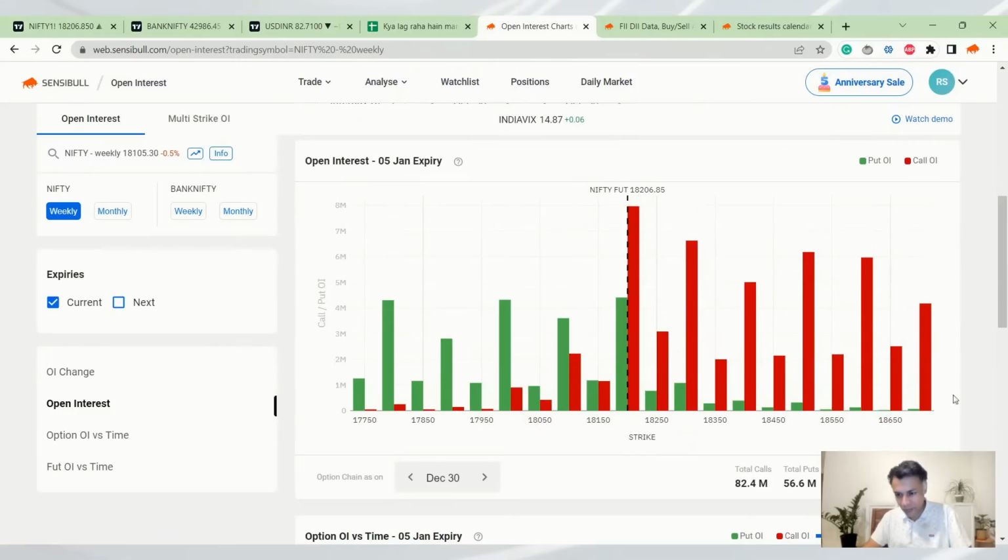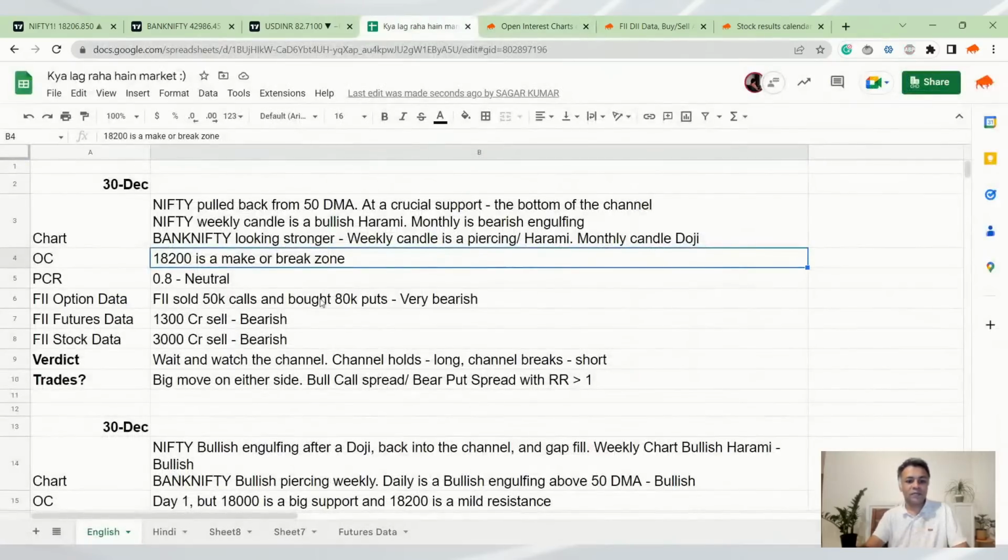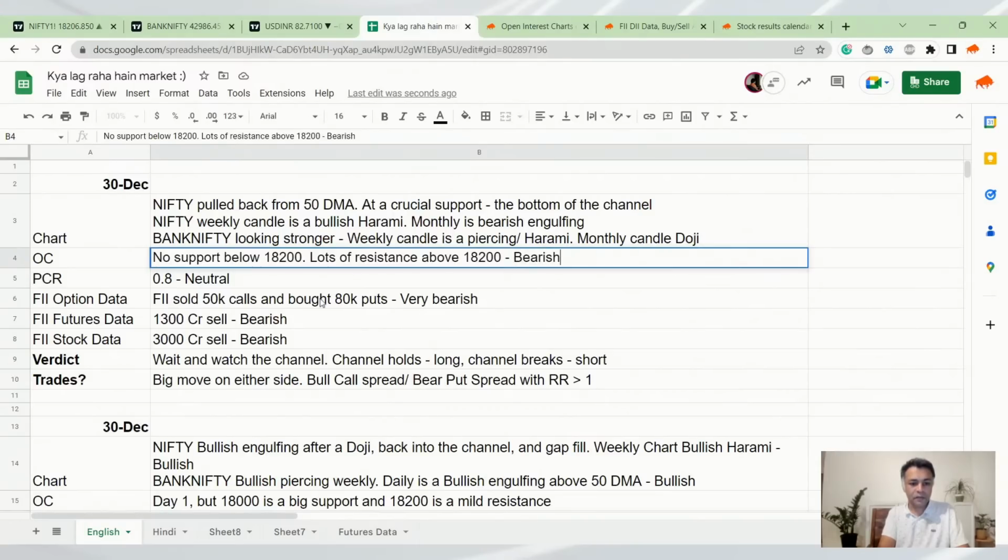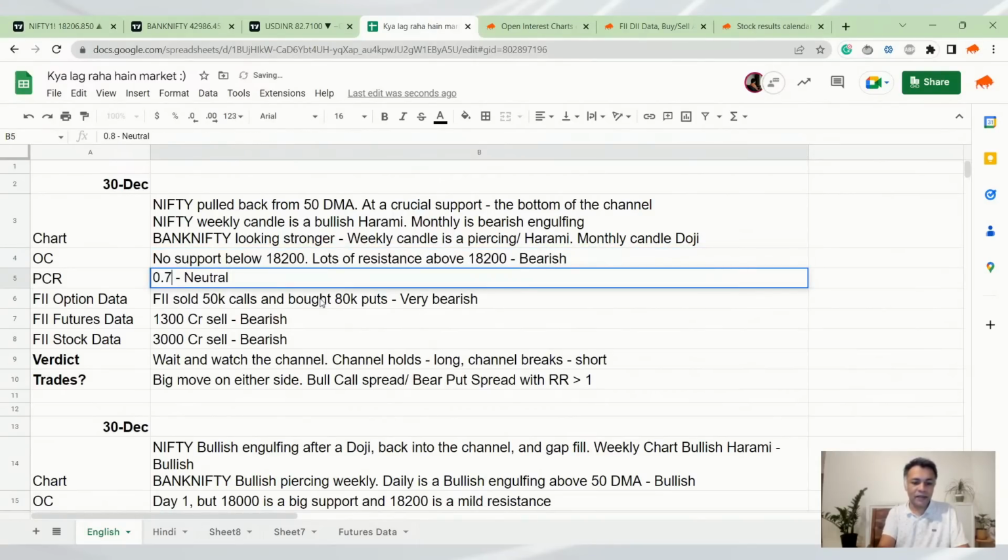basically, if you look at all the sub resistances here, there are all resistances. There's no support at all. So no support below 18200. Lots of resistance above 18200. This is bearish. PCR is 0.7. Neutral, bearish bias actually.